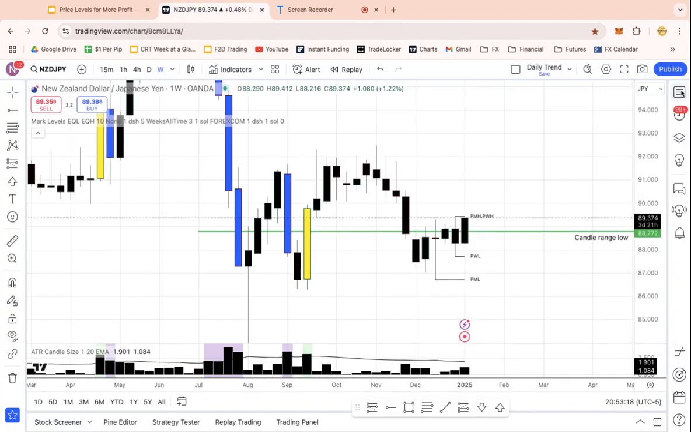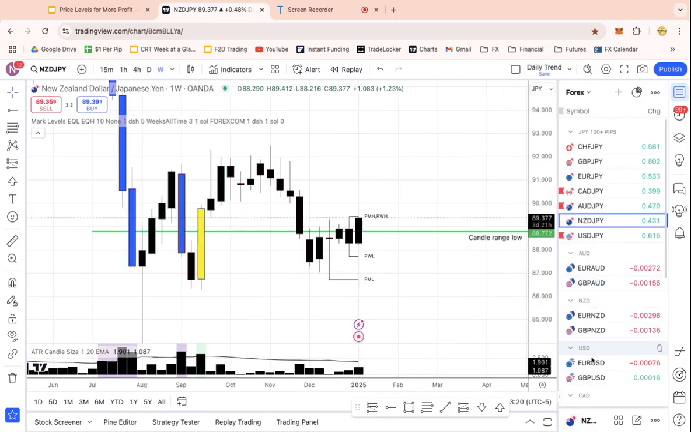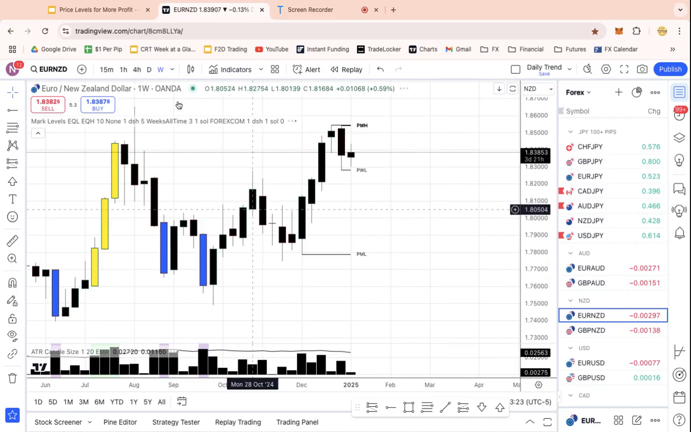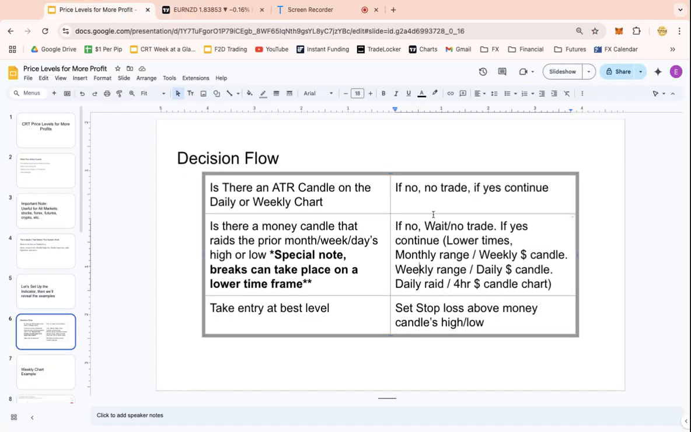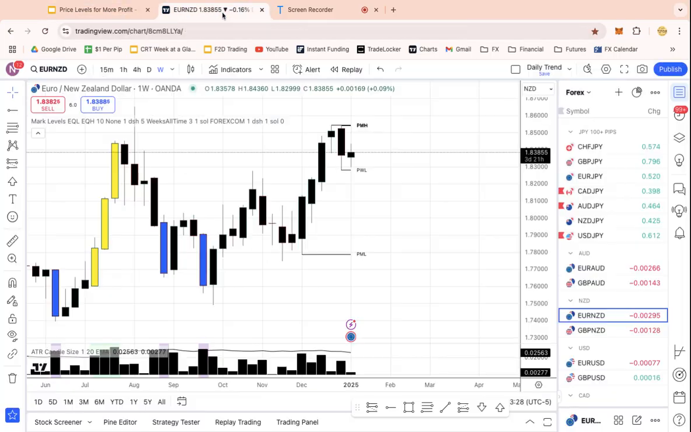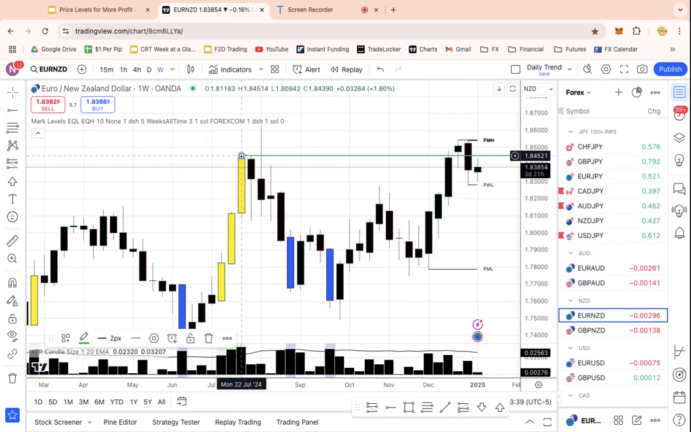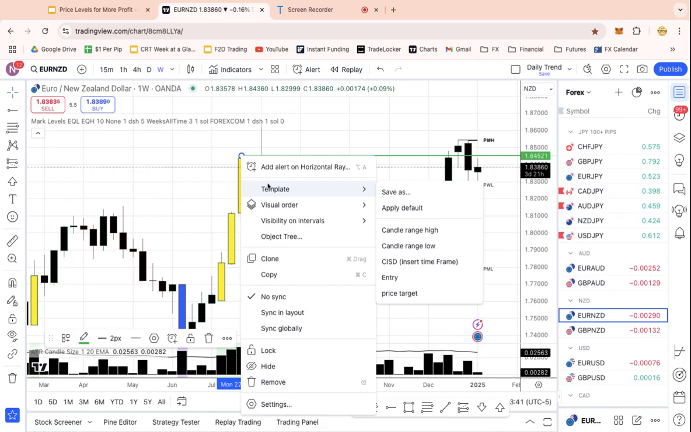I'll go to another pair. Let's just try Euro New Zealand just for the heck of it. So again, we're looking for the weekly range. So we go to our weekly chart. Here's one. Let's see. This may or may not be one. I'm doing this on the fly before I get into the examples. So we'll take a look at this one.